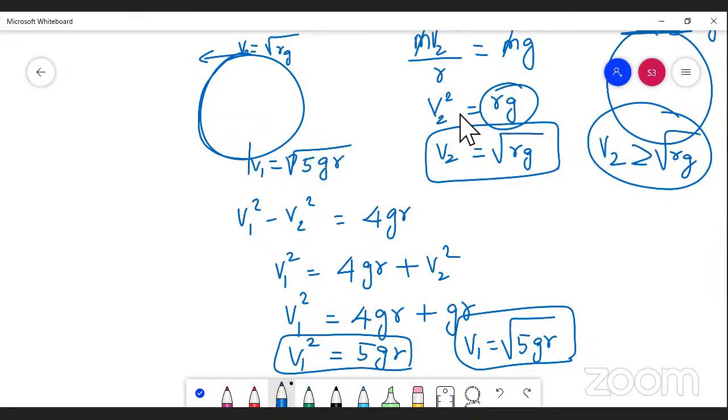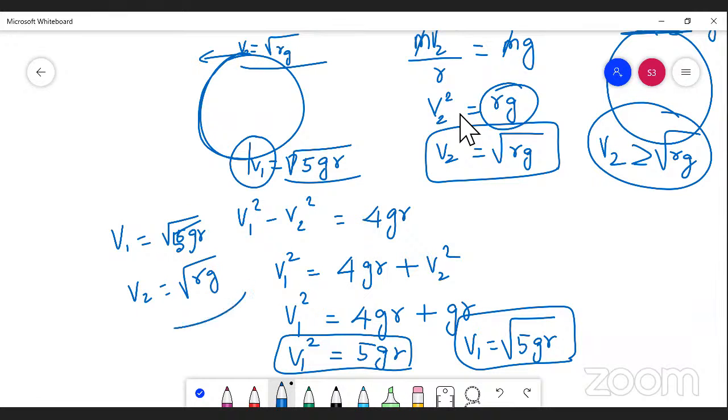So for the object to maintain vertical circular motion, the lowest point velocity is equal to the square root of 5GR, and the highest point velocity is equal to the square root of RG. So the V1 value is the square root of 5GR, compared with the square root of RG. Am I right?